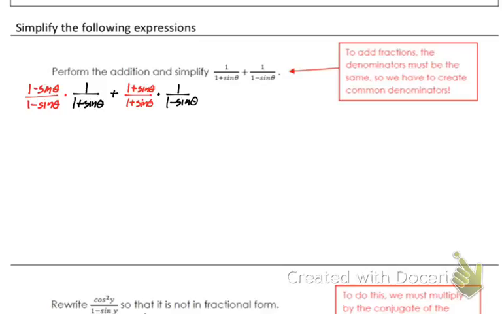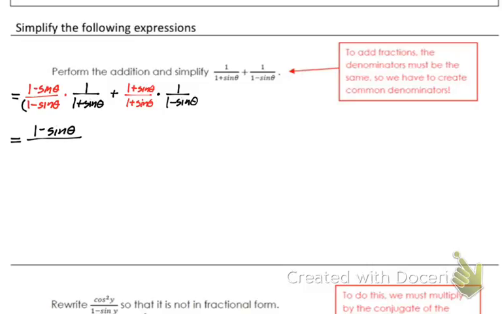Now, as soon as I do that multiplication, we are going to have a common denominator automatically, and then we're able just to push those two things together. So let's go ahead and do the multiplication. I'll put equal signs on the left-hand side. So this one, the first fraction is 1 minus sine theta times 1, so we just have 1 minus sine theta on top.